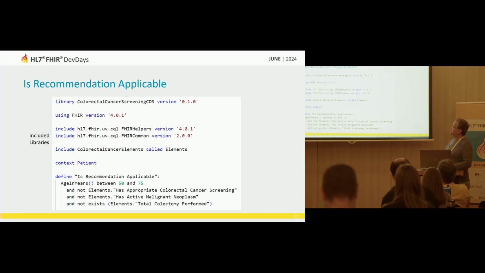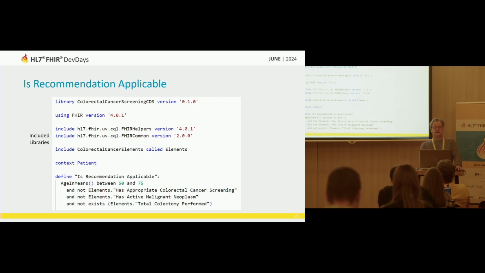And FHIR helpers is cohesively tied to that FHIR version. Everything in FHIR helpers talks about what's in FHIR, and so we kept that version at 401 as well. But the FHIR common versions with the using CQL, because that FHIR common is just a bunch of libraries, functions, declarations that are associated with using FHIR.